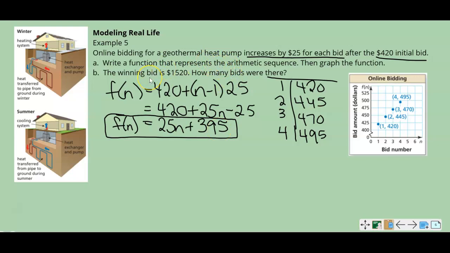Now we need to look at B part. The winning bid is $1,520. How many bids were there? All right, so f of n represents the amount. So we're going to substitute 1520 in for f of n. So 1520 equals 25n plus 395. And then all we have to do is solve for n. So subtract 395 from both sides.